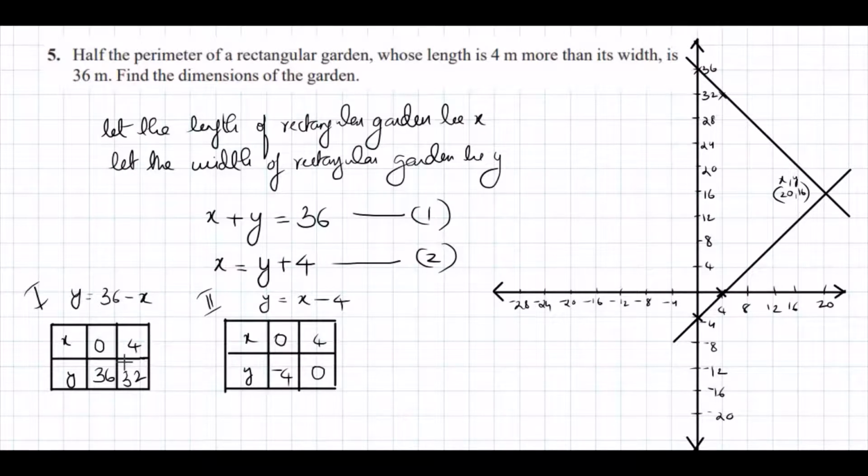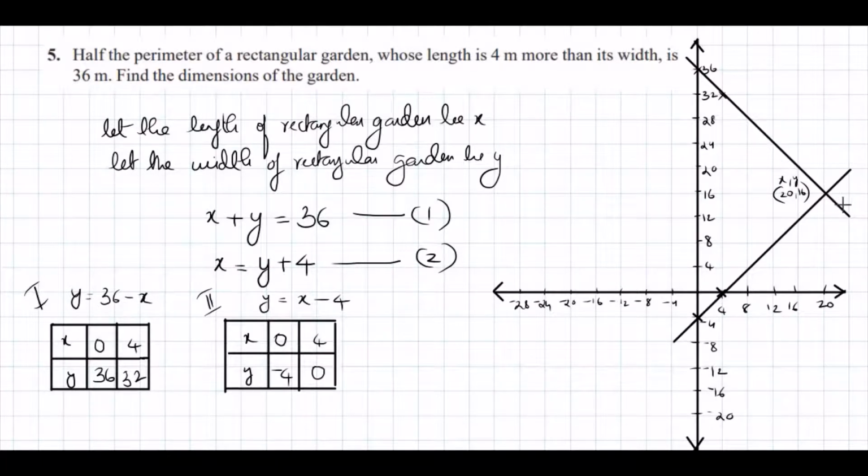So after this, plot these 2 solutions in the graph. So here (0, 36) is 0 and 36. So whenever the x value is 0, you know the point will be on the y axis. And when the y value is 0, the point will be on the x axis. So here (0, 36) and (4, 32). So these are the 2 points. So draw the straight line for the first equation. And in a similar way, (0, minus 4) is the solution for the second equation and (4, 0). So this is the second point.